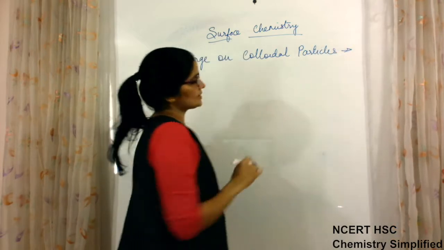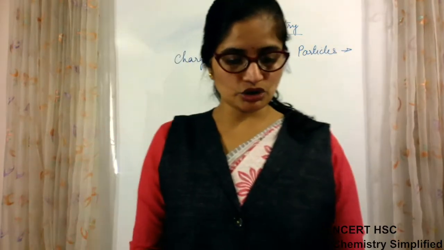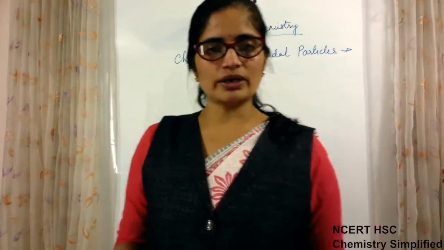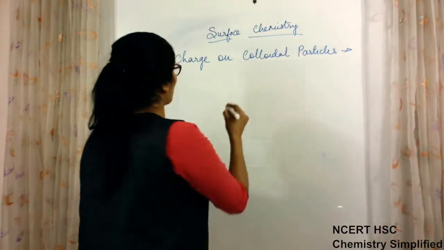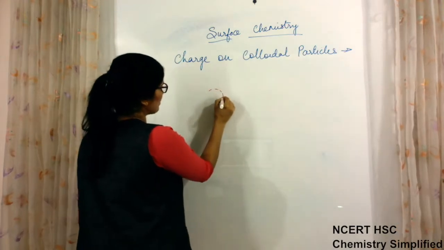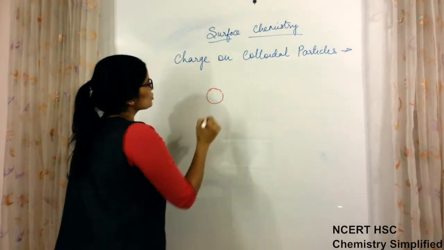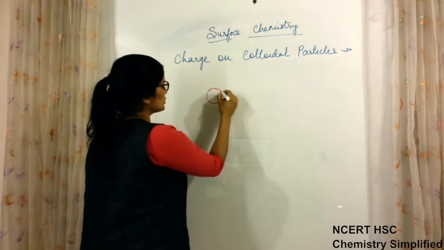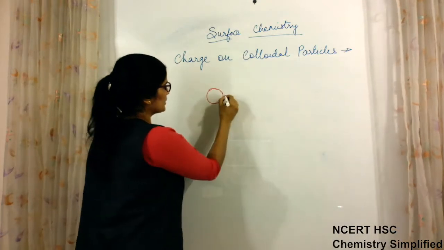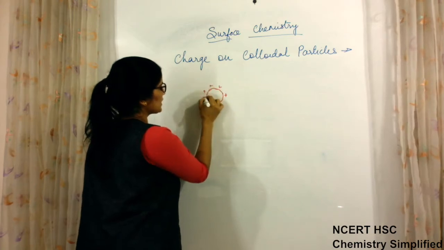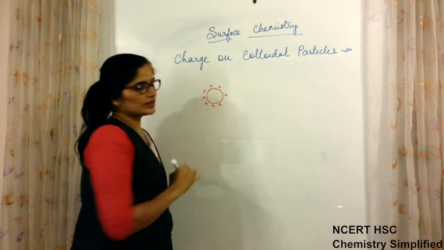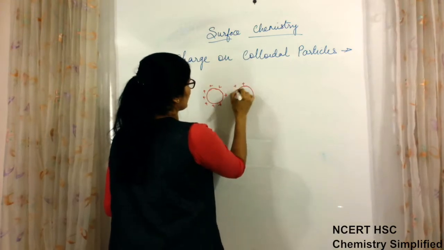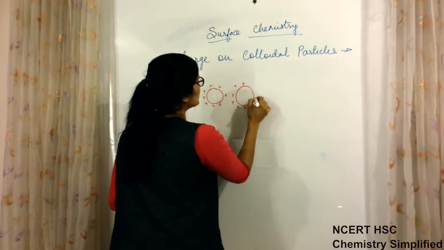I told you that this is an important topic and questions are based on this topic particularly. I told you that colloidal particles are bigger in size than the true solution particles. So there is a particular type of charge present on these colloidal particles. Maybe these colloidal particles have a positive charge on their surface. So all particles will have the same charge, positive, so they repel each other.